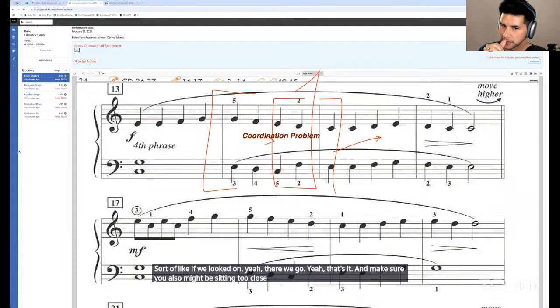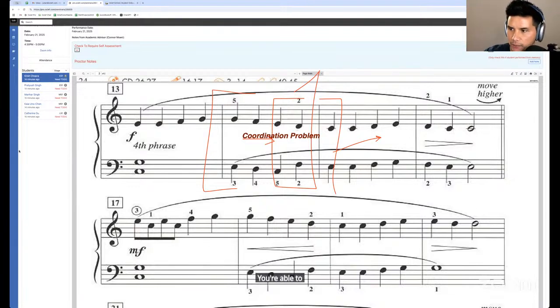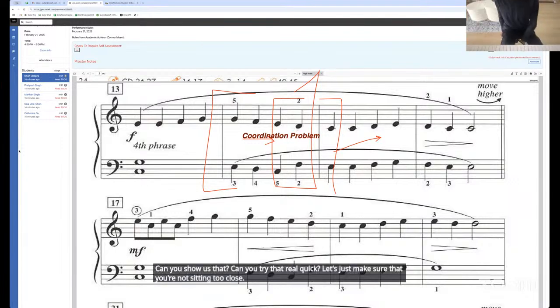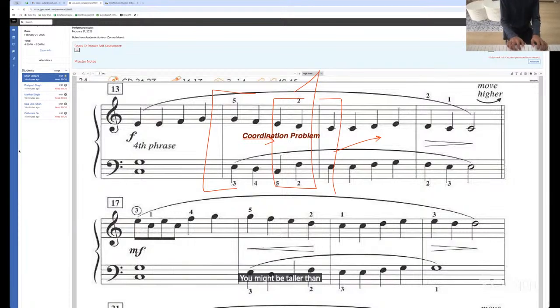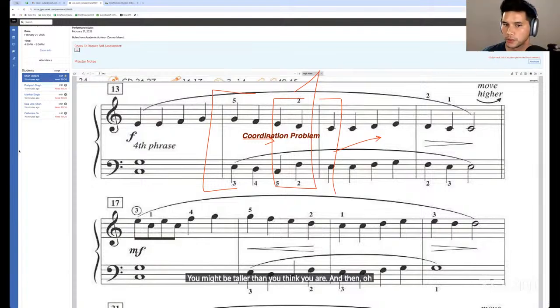When you're sitting too close, you know it because when you stick your hands out in like a Superman pose, or Iron Man pose, whatever you want to call that, you're able to touch the fall board too easily. You should just barely be able to touch it. Can you show us that? Can you try that real quick? Let's just make sure that you're not sitting too close. You might be taller than you think you are. And then, oh, so now you're way too far away.